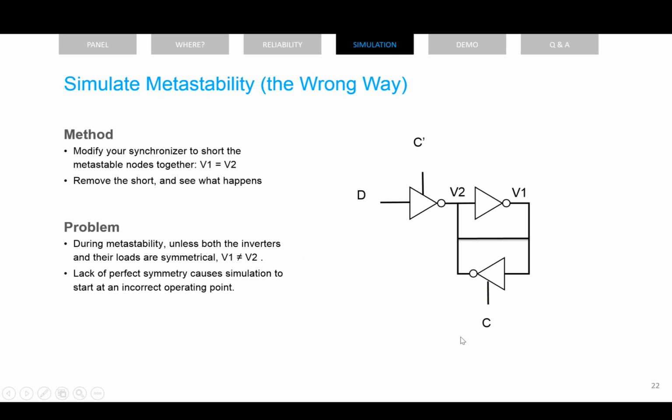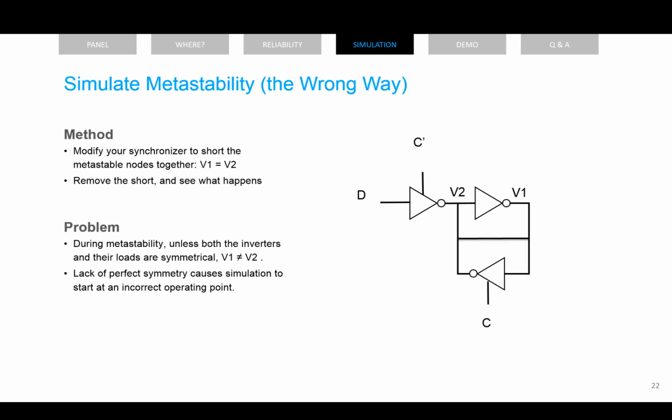This method takes the feedback paths of the latch and shorts them together at time 0 in the simulation, and sets an initial voltage on them to be a metastable voltage, usually around half the supply voltage. This is shown here with this line between nodes V1 and V2. We can remove the short at some time after time 0 and see how it resolves from that initial condition. While the circuit does do something when you do this, it does not show you what happens as the latch exits metastability for any real circuit I've ever seen.